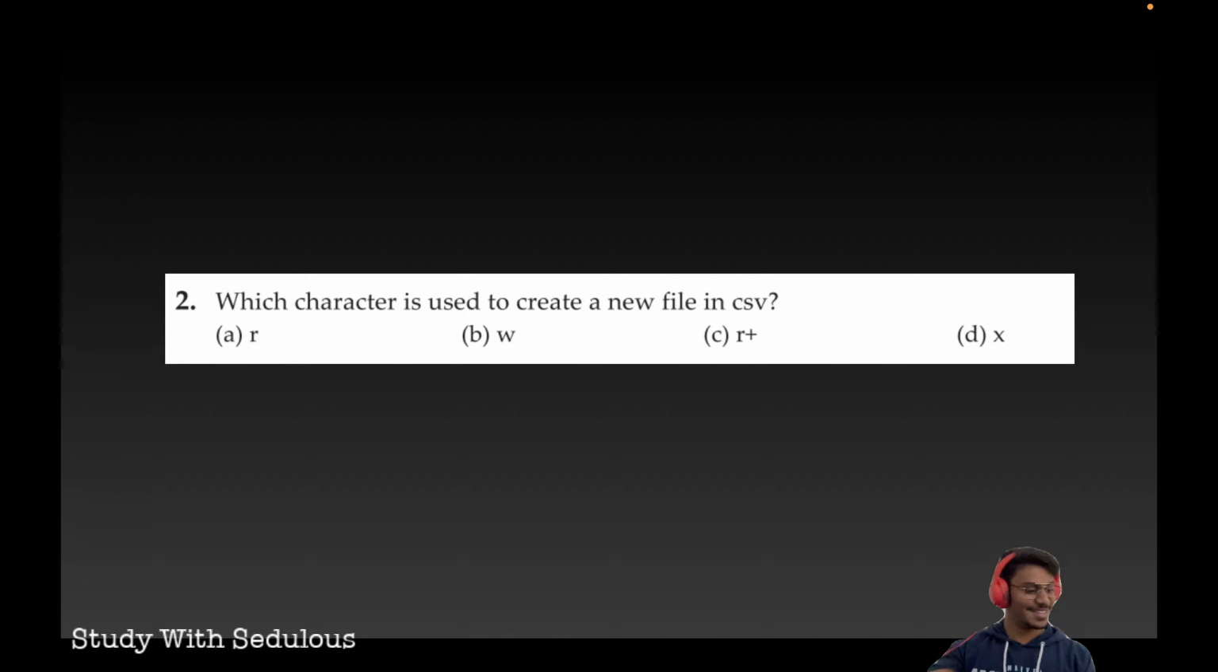Okay. So second, which character is used to create a new file in CSV? Creating a new file. R is for read, and for binary files it will be RB. For binary files for writing it will be WB, and all of the text and CSV will be using R and W, and R plus and W plus. But here the answer should be X, because it's actually creating a new file itself. We are not writing or reading. We have to create a new file itself, and that will be X, option D.